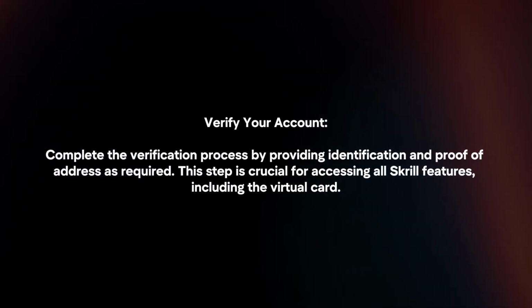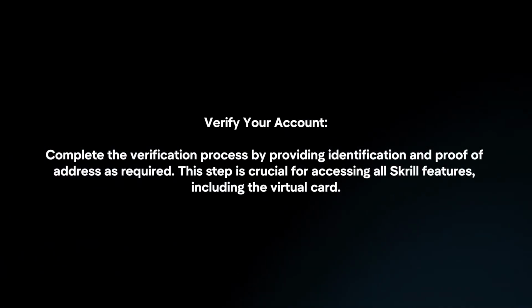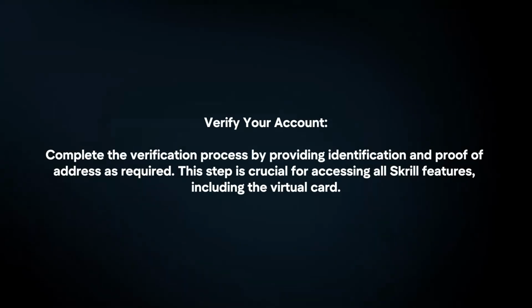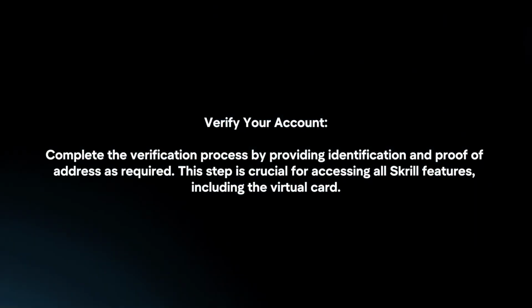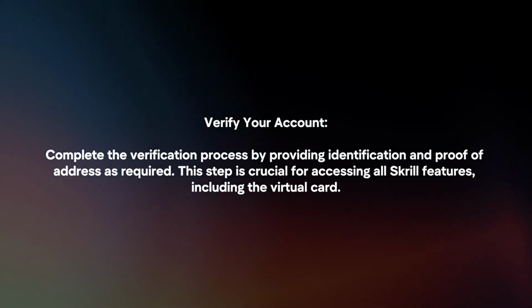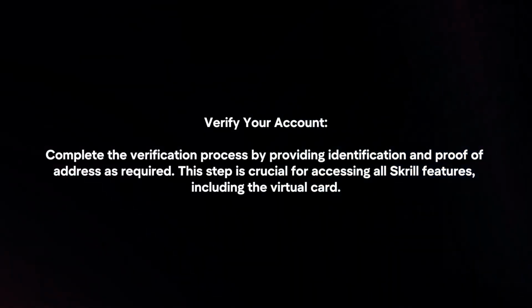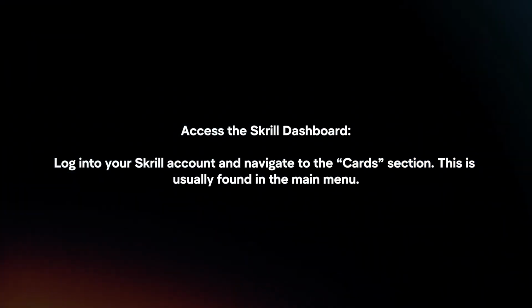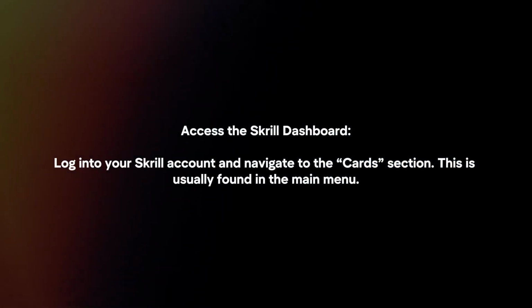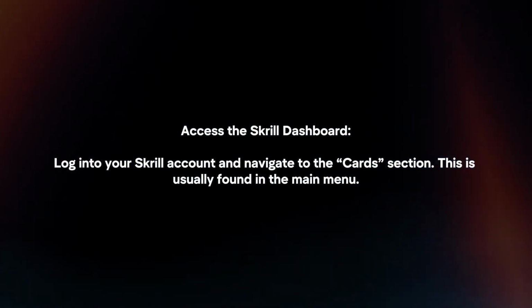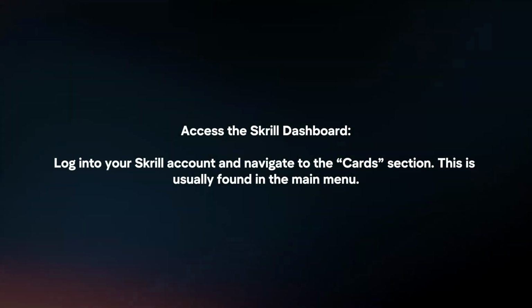Verify your account. Complete the verification process by providing identification and proof of address as required. This step is crucial for accessing all Skrill features, including the virtual card. Access the Skrill dashboard. Log into your Skrill account and navigate to the card section. This is usually found in the main menu.